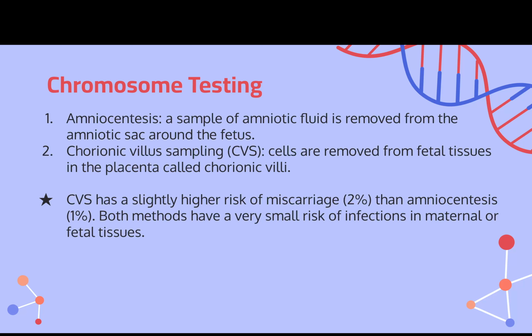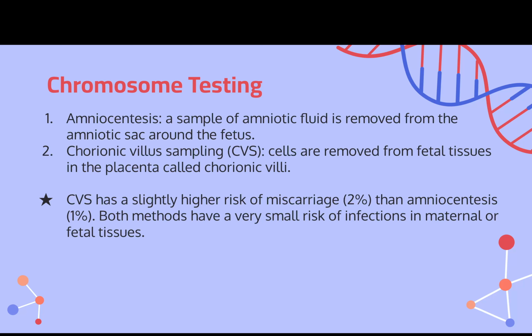Now we're going to talk about chromosome testing. There are two main types of chromosome testing that we need to know about, and these are chromosome testing relating to children. So there is amniocentesis, which I've never figured out how to pronounce, but as long as you know how to spell it, it does not matter. And the other is chorionic villus sampling, so we need to know both of them.